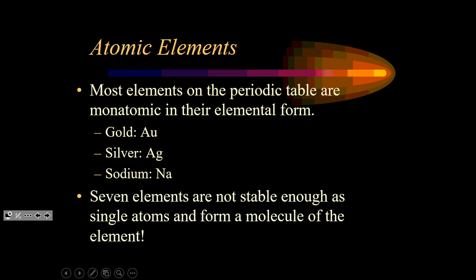But there are 7 atoms that aren't stable enough when they're just plain old atoms. And they actually form molecules of the element. In other words, 2 atoms are going to get together and share electrons, and they're doing it just like we talked about when we talked about transferring electrons. They need to get their full octet to become stable. Well, there's 7 elemental substances that actually do this and form what's called a diatomic molecule.